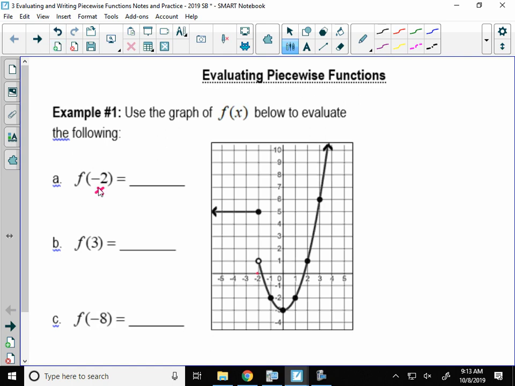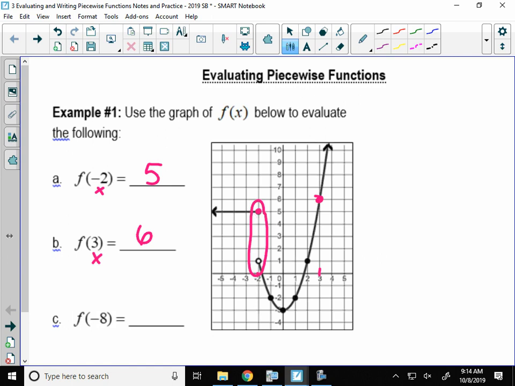Now this one has 2 outputs. So you need to decide which point do I use, the open dot or the closed dot. Well, the open dot is just a placeholder, so I'm going to use the closed dot, which has an output of 5. For f of 3, that 3 is also an x value, so I'm going to go to where x is 3, go up onto the graph, and I get an output of 6.